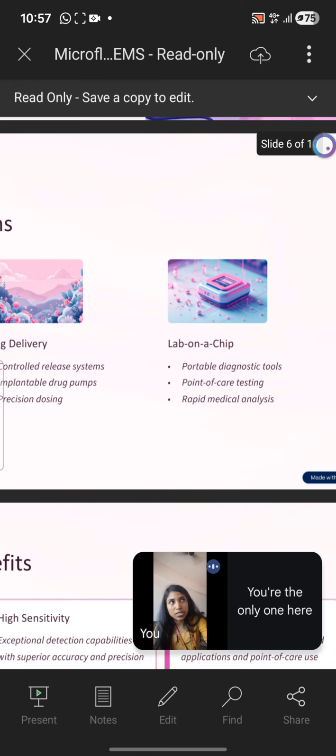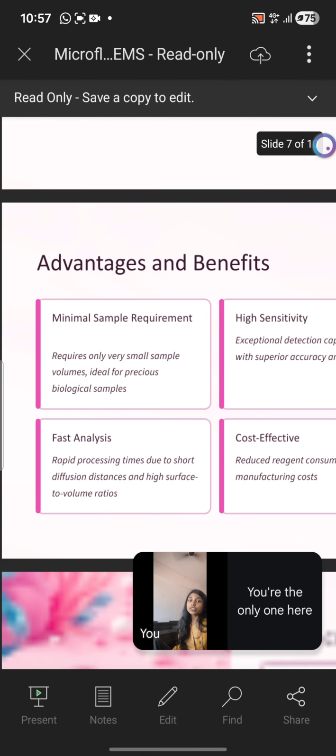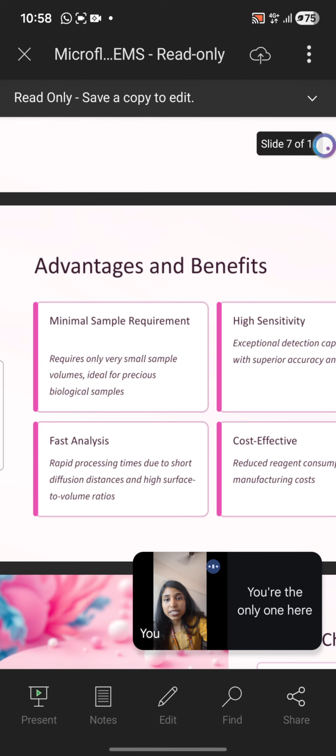And lab on a chip. For example, lab on a chip is an integration of electronics and biomedical engineering, where we design the lab in an electronic chip so that we can get a virtual lab like this, and these are useful for rapid medical analysis. So let us see the advantages and disadvantages.